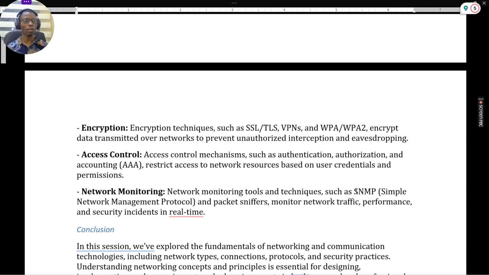And now accounting. Accounting is keeping a record of what goes in and what goes out, when this was done, how it was done, so that you can always review the processes and see what you can improve on. So those are some of the things that we talk about when we talk about access control.